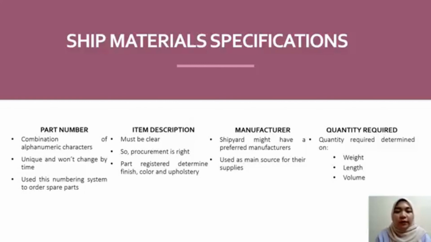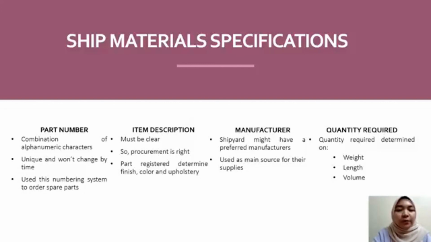Items can be specified as follows. First is part number. This includes a combination of alphanumeric characters. The part number is unique and will not change over time. The owner will use this numbering system to order spare parts when the ship is finally built and used. Second is item description. The description must be clear, so procurement is right.